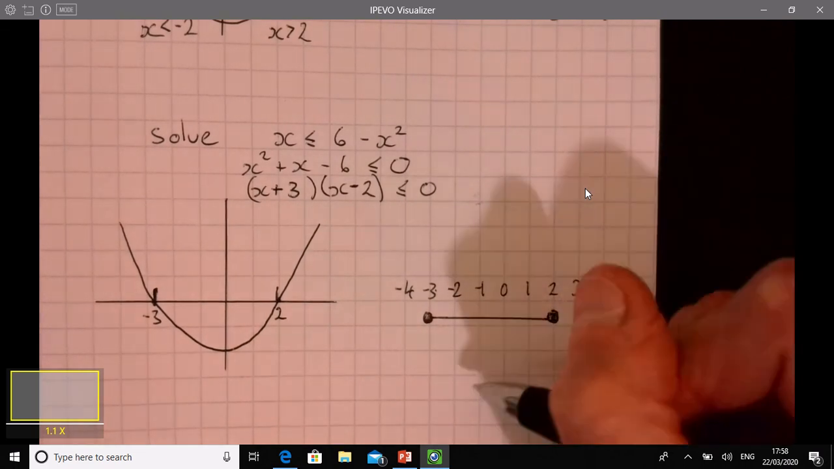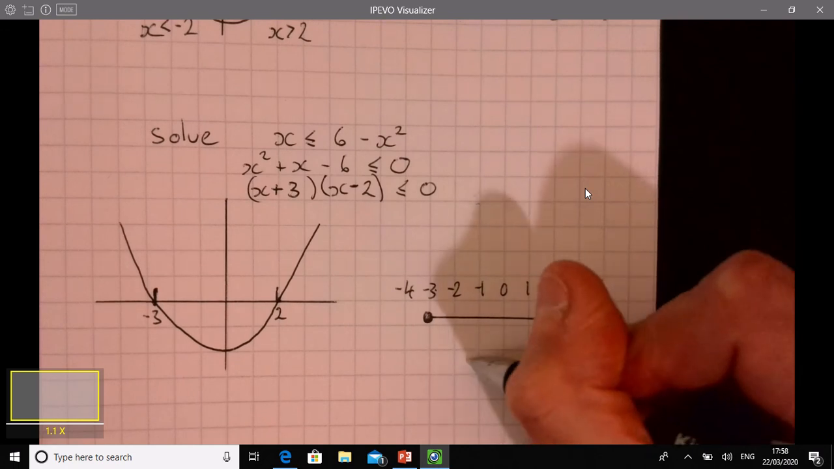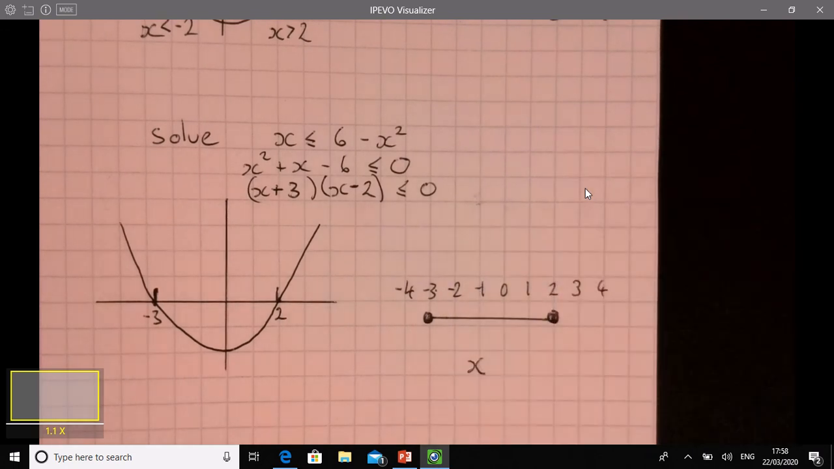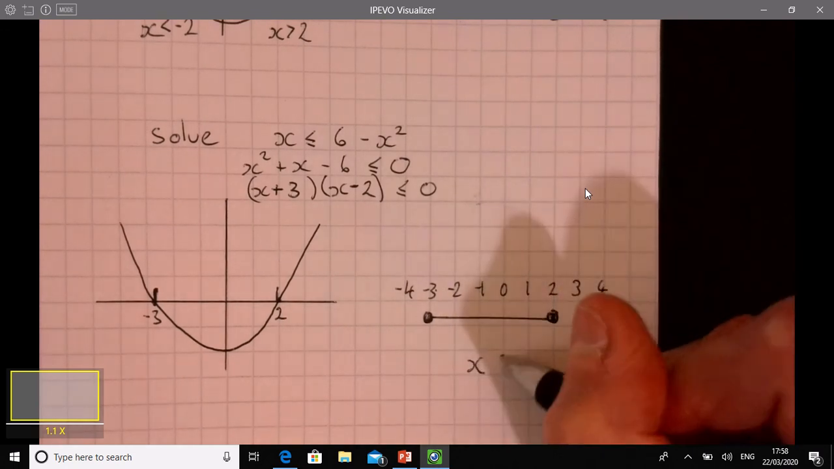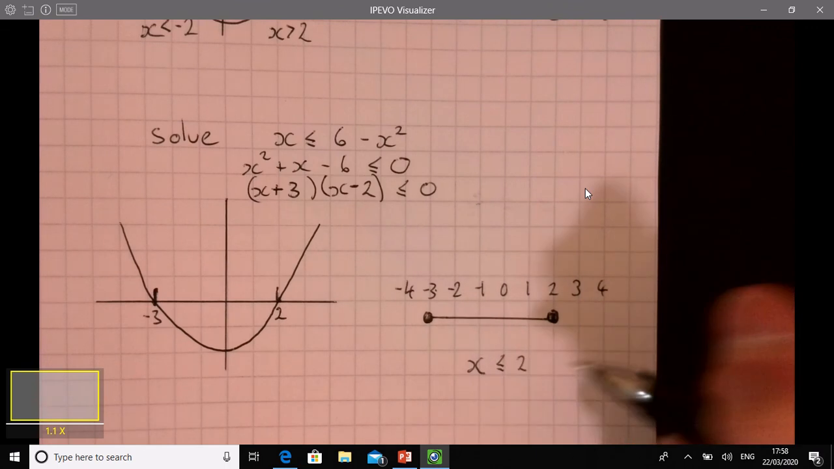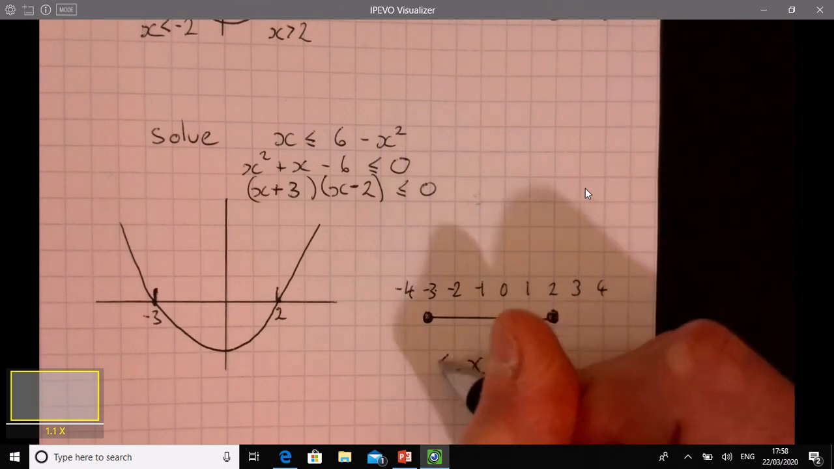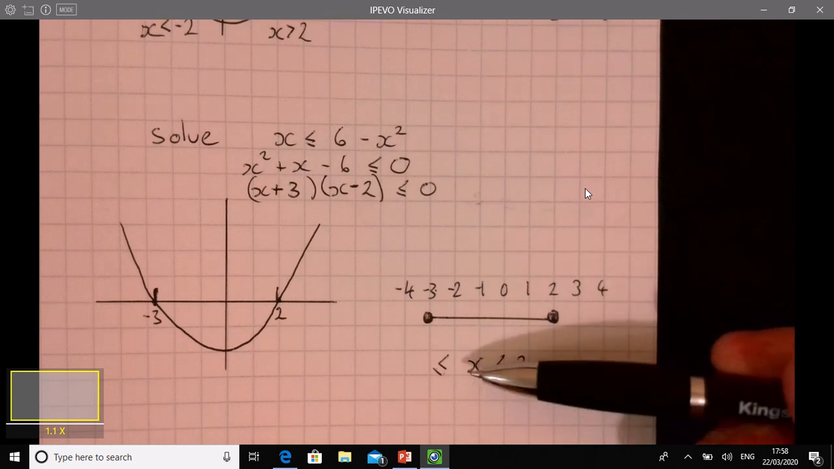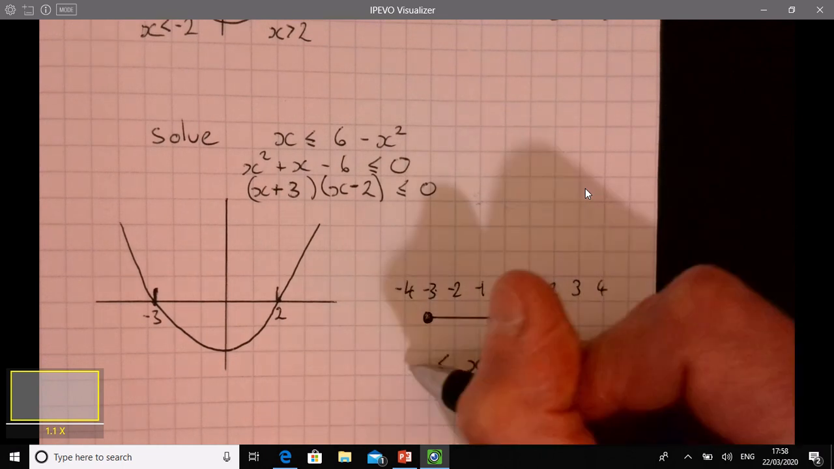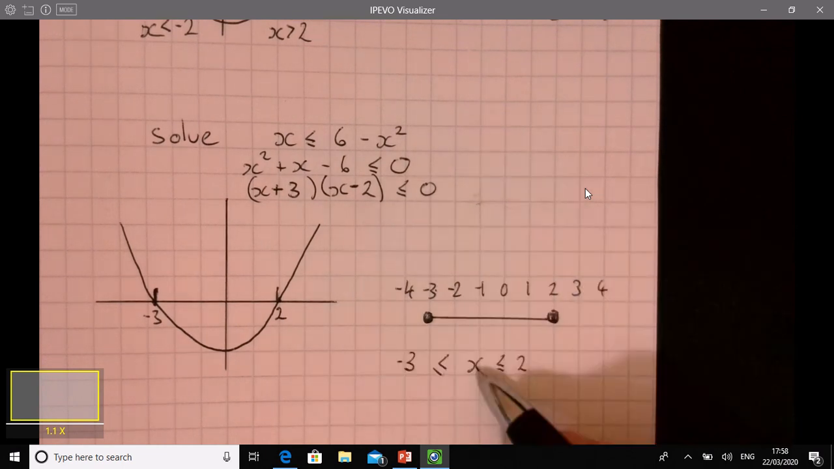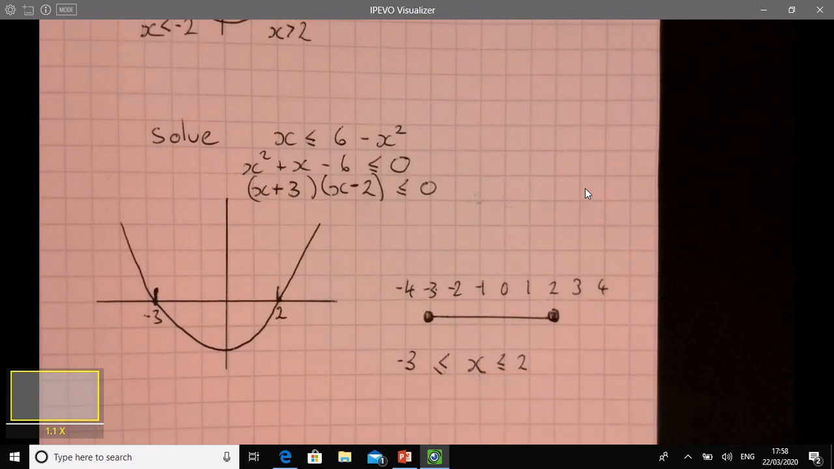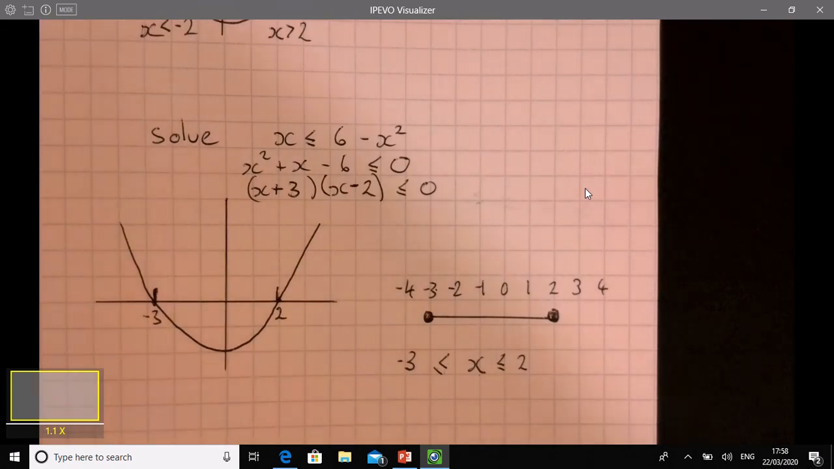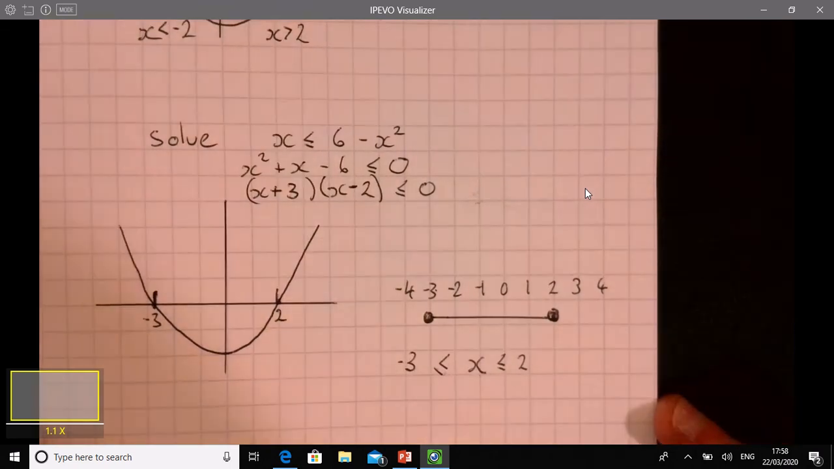If I wanted to write this as an inequality, I could do this in just one swoop. Remember, we want x to be less than or equal to 2, and remember, in maths you don't always read from left to right. Sometimes we can read in the other direction. So x can be more than or equal to minus 3, and x can be less than or equal to 2. Have a look again at the example, have a little study of that, and then it's time to do some questions.